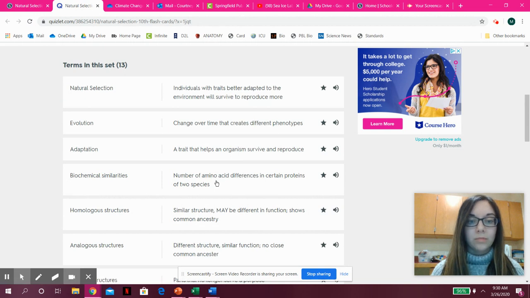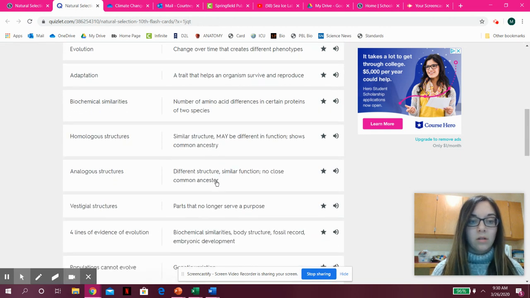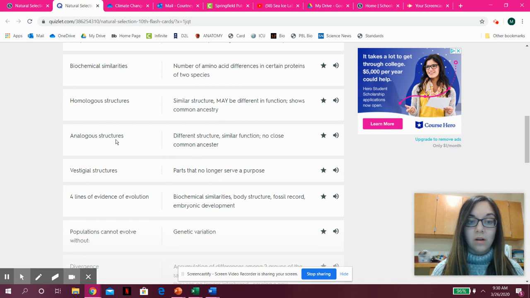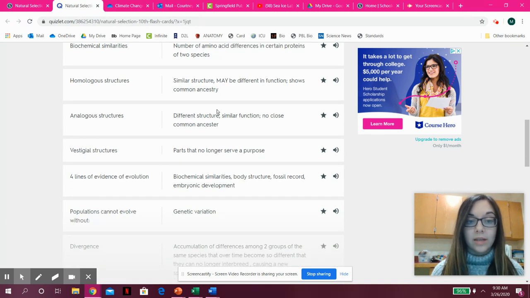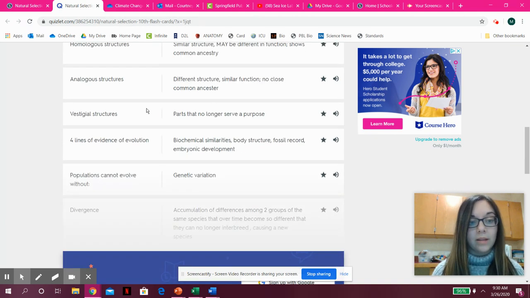Here are some terms you need to practice. Homologous versus analogous. Remember, homologous means similar structure, and it shows common ancestry. Analogous means different structure, no close common ancestor.